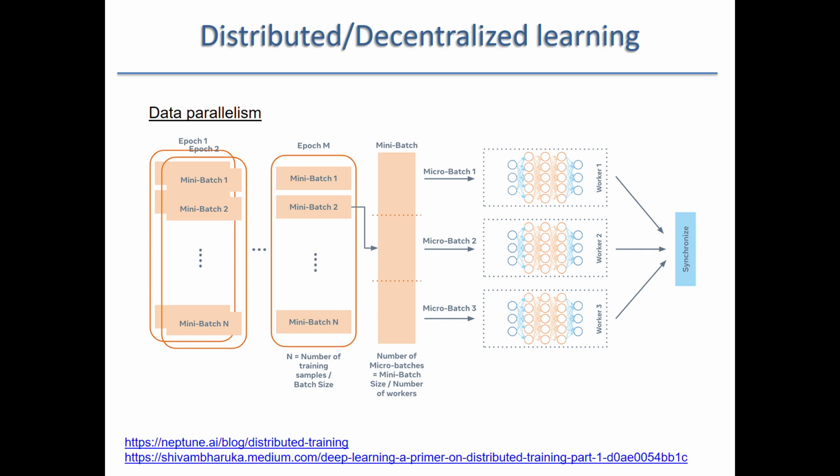Distributed or decentralized learning is when you have multiple workers, so let's say multiple GPUs that you can use to train your network. Let's say that we will train our network with many epochs. For each one of the epochs we have many batches, and then what we can do is to organize all those mini batches in such a way that part of the mini batch is taken care of by one of the workers, and another part of the mini batch will be taken care of by another worker, and so on.